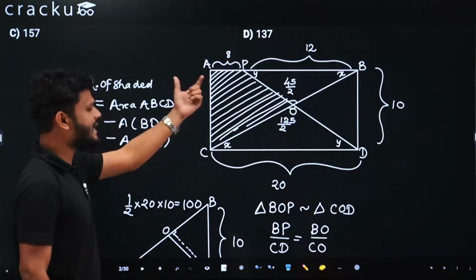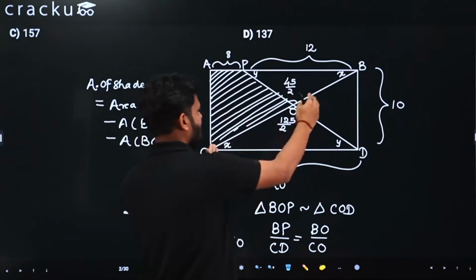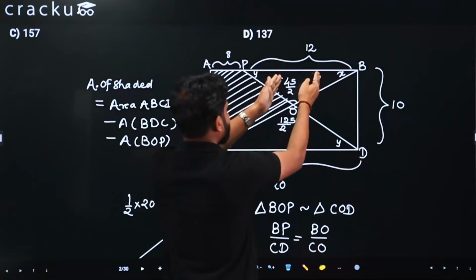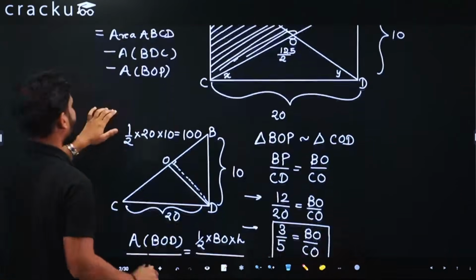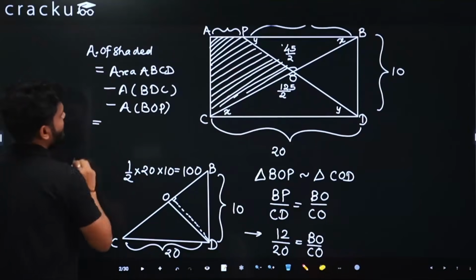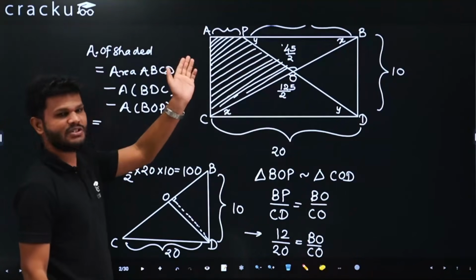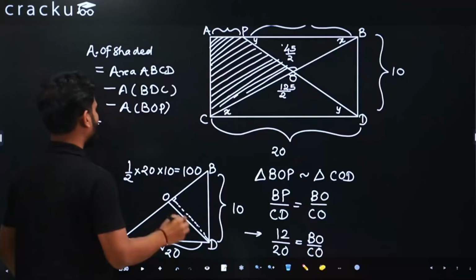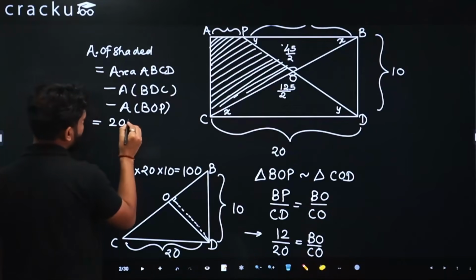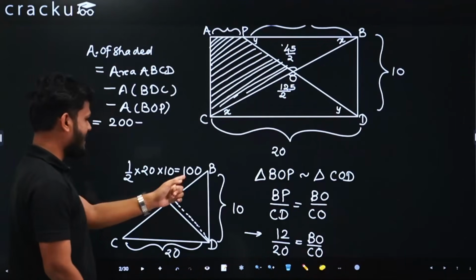So from the complete area, we are subtracting what? We are subtracting this triangle and this triangle so that we get the shaded area. So from here can we write what is the area of rectangle ABCD? That is length into breadth, which is 20 into 10, 200, minus area of triangle BDC is what?